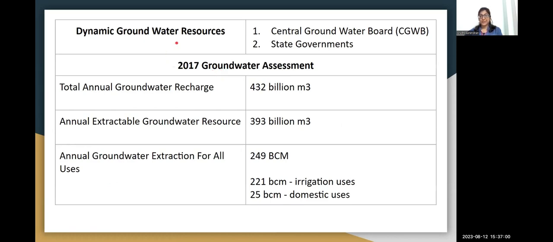The dynamic groundwater resources, that is the changing groundwater resources according to every year, which is why we are calling it dynamic groundwater resources, are monitored by the Central Groundwater Board and the various irrigation boards or ministries in the state governments. So it is as a result of the joint effort of the Central Groundwater Board and the state governments that such assessments are occurring. According to the 2017 groundwater assessment, total annual groundwater recharge was 432 billion cubic meter.